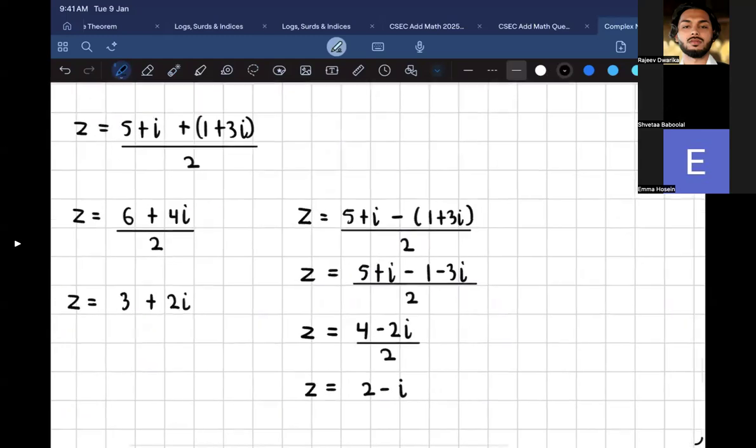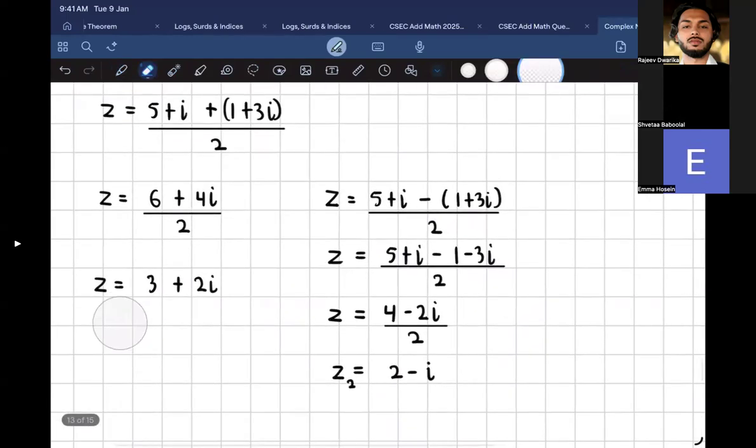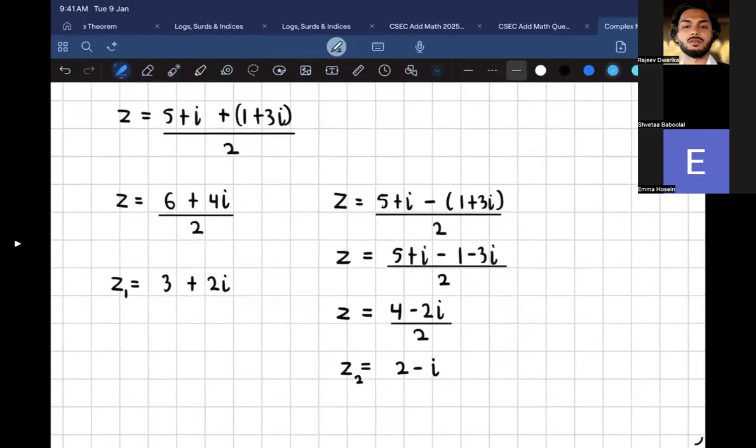Everybody understands? So this could be z1, and this could be z2. Imagine I do everything else correct, back on add and subtract for the last part.